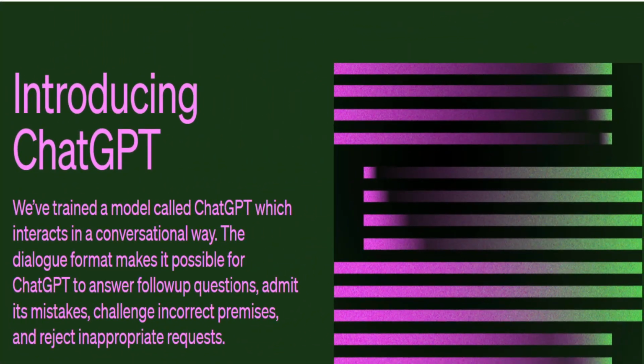So on this OpenAI website, we can see they said we have trained a model called ChatGPT, which interacts in a conversational way. Conversational way means like when two persons are talking. If two persons are talking like that, this chatbot will give the answers in a conversational way of replying. So let's get started.